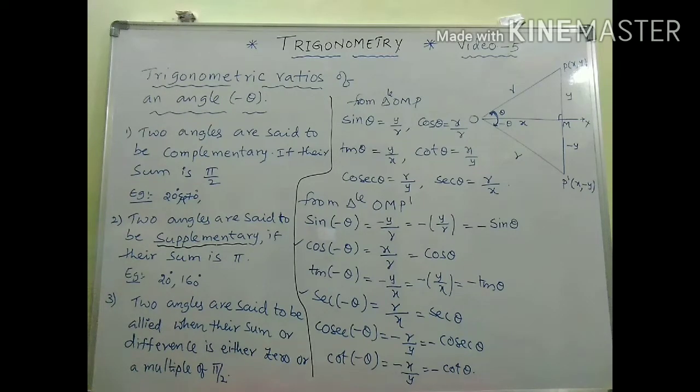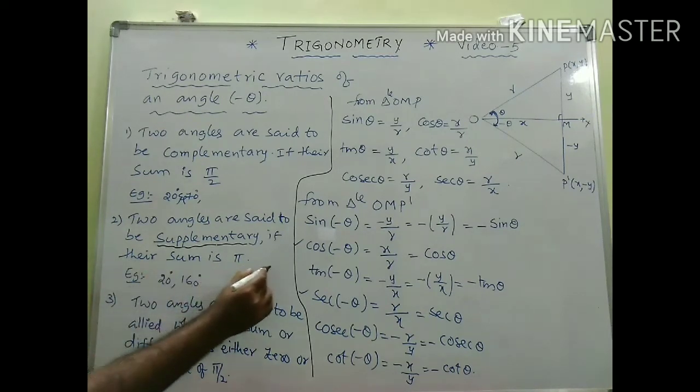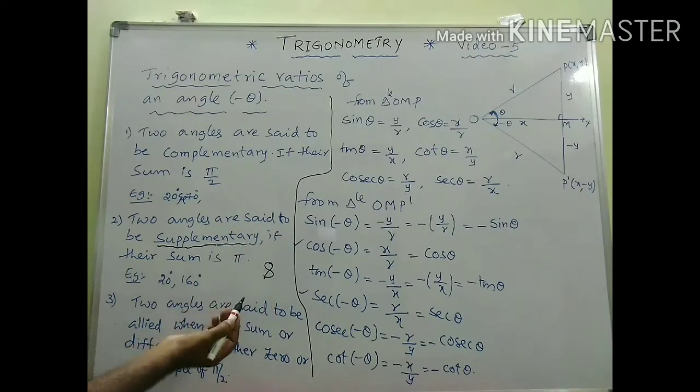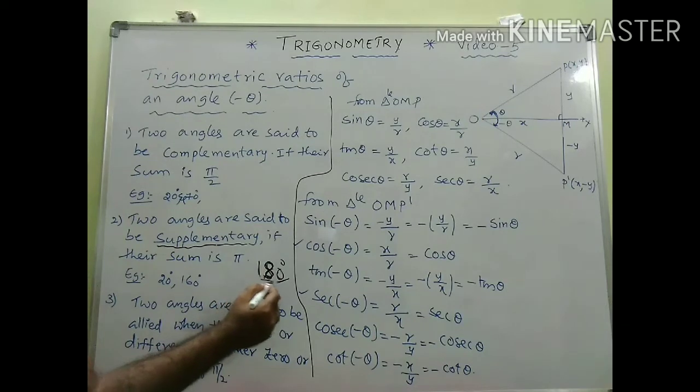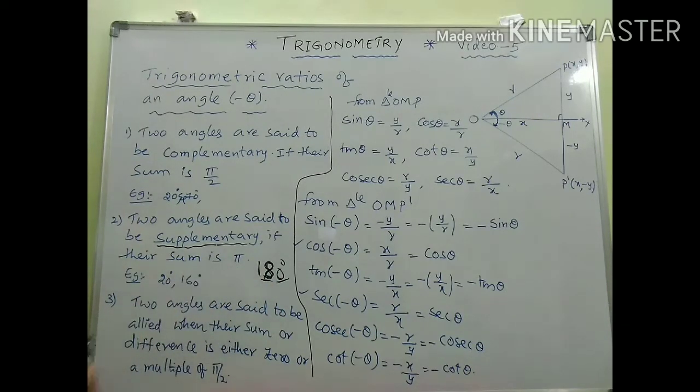So, please do not confuse supplementary. Supplementary means the letter is S. From S, we can easily make 8. 8 is just to remind you of 180 degrees. So S stands for 180. If the sum is 180 degrees, then the angles are said to be supplementary. To avoid confusion between these two, you can remember it like that.